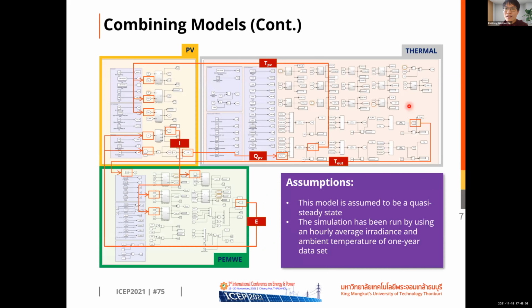Here we use Simulink. This shows the relation between each system. The temperature of the PV will link together here, and then the electricity goes to the PEM water electrolysis. This is the energy from the PV. Then we know the temperature of the water coming out of the PVT and going to the PEM water electrolysis. This is the model here. In this model, we assume a quasi-steady state because we are going to simulate the whole year as an hourly average.